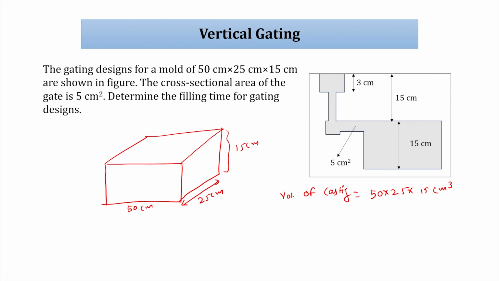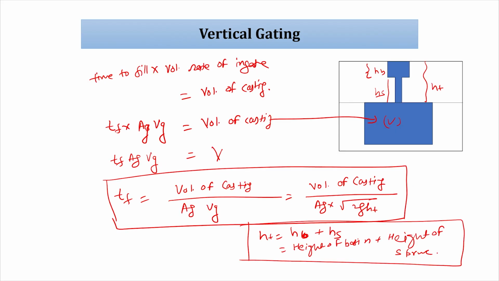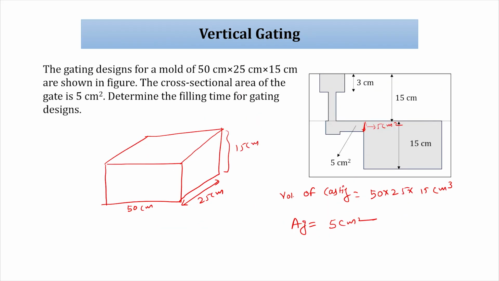The cross section area of the ingate is 5 cm square. So, Ag is given. What is Ag? Ag equal to 5 cm square. Okay, Ag is given and volume of casting is also given. Now, we have to calculate Vg, root 2g HT. So, determine the filling time for the gating design.